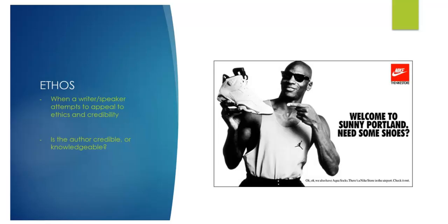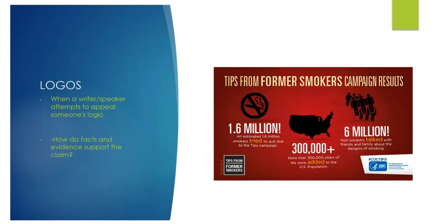On to our next appeal, we have logos, and that is when a writer or speaker attempts to appeal to a reader or listener's logic. One question that you can ask yourself when trying to identify if someone is using logos is, how do facts and evidence support the claim at hand?